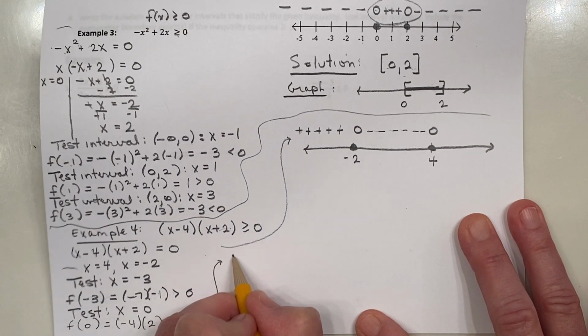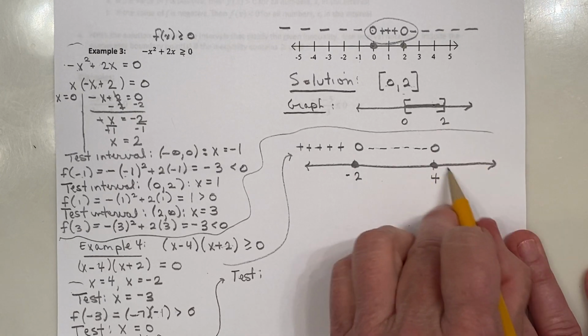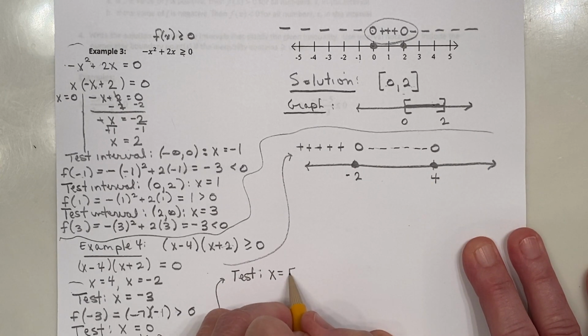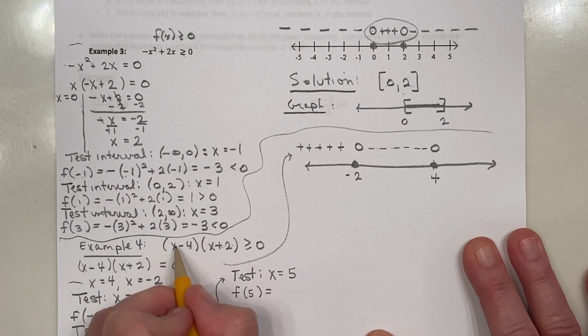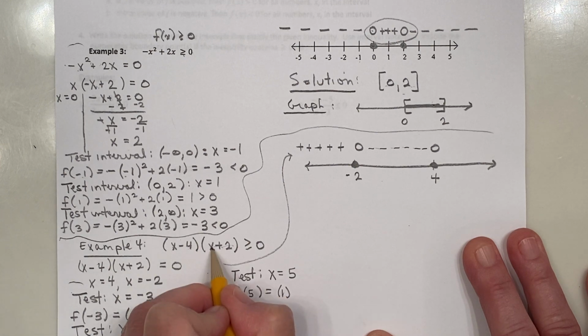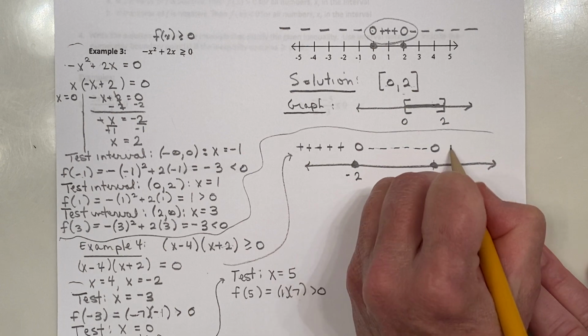Let me come up here because I'm running out of room. Let's test an x value in this last region. I'll just test x equals 5. So f of 5, I'm back here. 5 minus 4 is 1, and 5 plus 2 is 7. So this is going to be positive again, so I'm going to get plus signs.